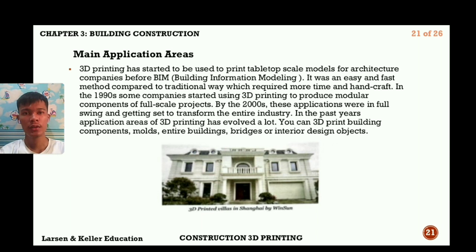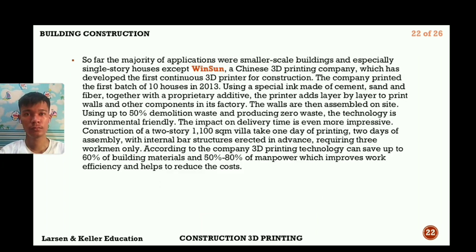And in the past years, application areas of 3D printing have evolved a lot. You can 3D print building components, molds, entire buildings, bridges, or interior design objects. As you can see in the photo, these are examples of the 3D printed villas in Shanghai by Winsun. So far, the majority of applications were smaller scale buildings, especially single-story houses, except Winsun, a Chinese 3D printing company which has developed the first continuous 3D printer for construction. The company printed the first batch of 10 houses in 2013.